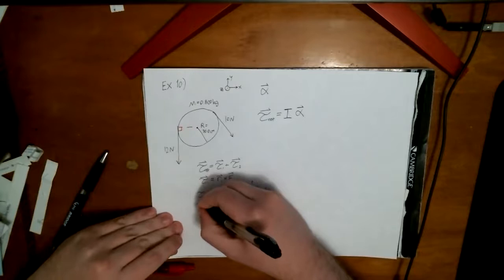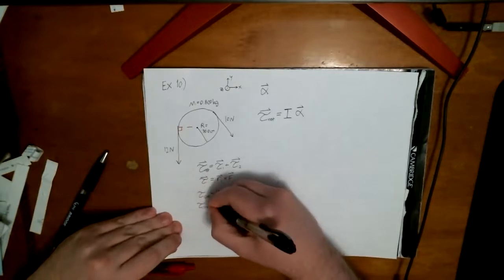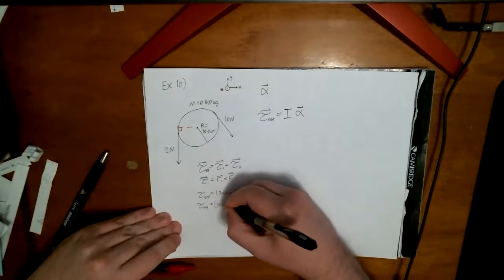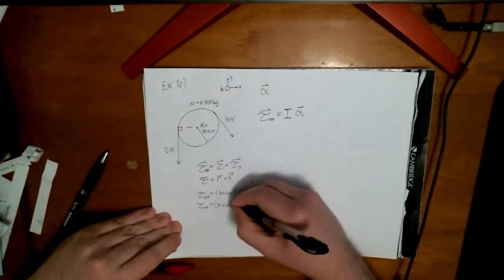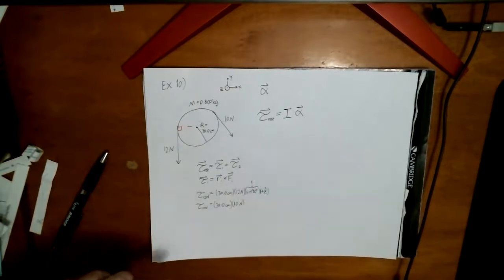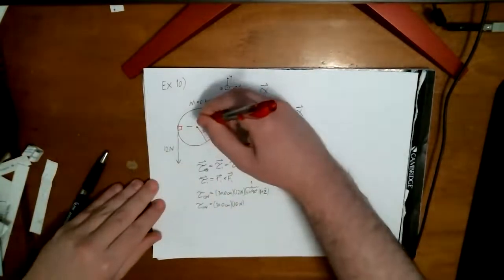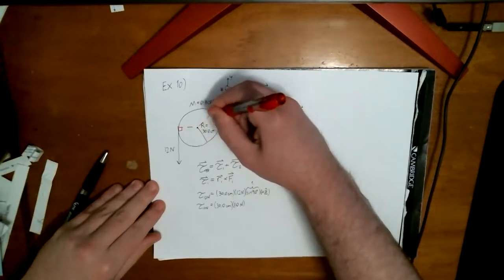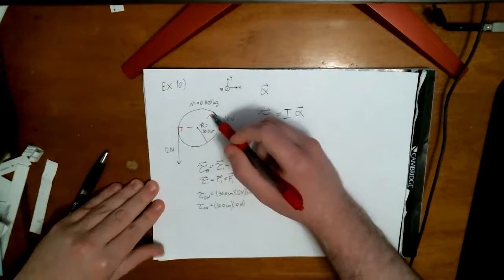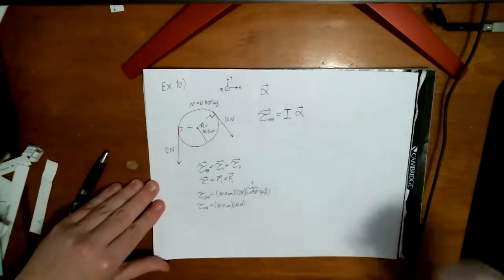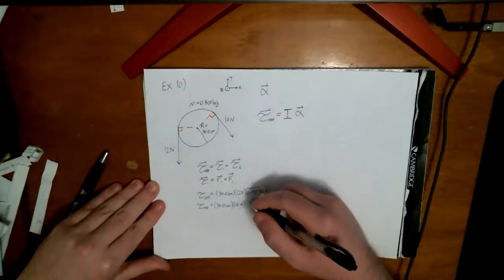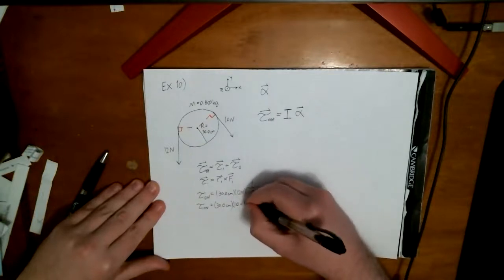For the 10 Newton torque, our R is the same as before. It's the radius of the pulley, the 30 centimeters. The force now is 10 newtons, and the angle will once again be 90 degrees because R goes out radially and our force is applied tangentially. So we again have sine of 90 degrees, or just 1.